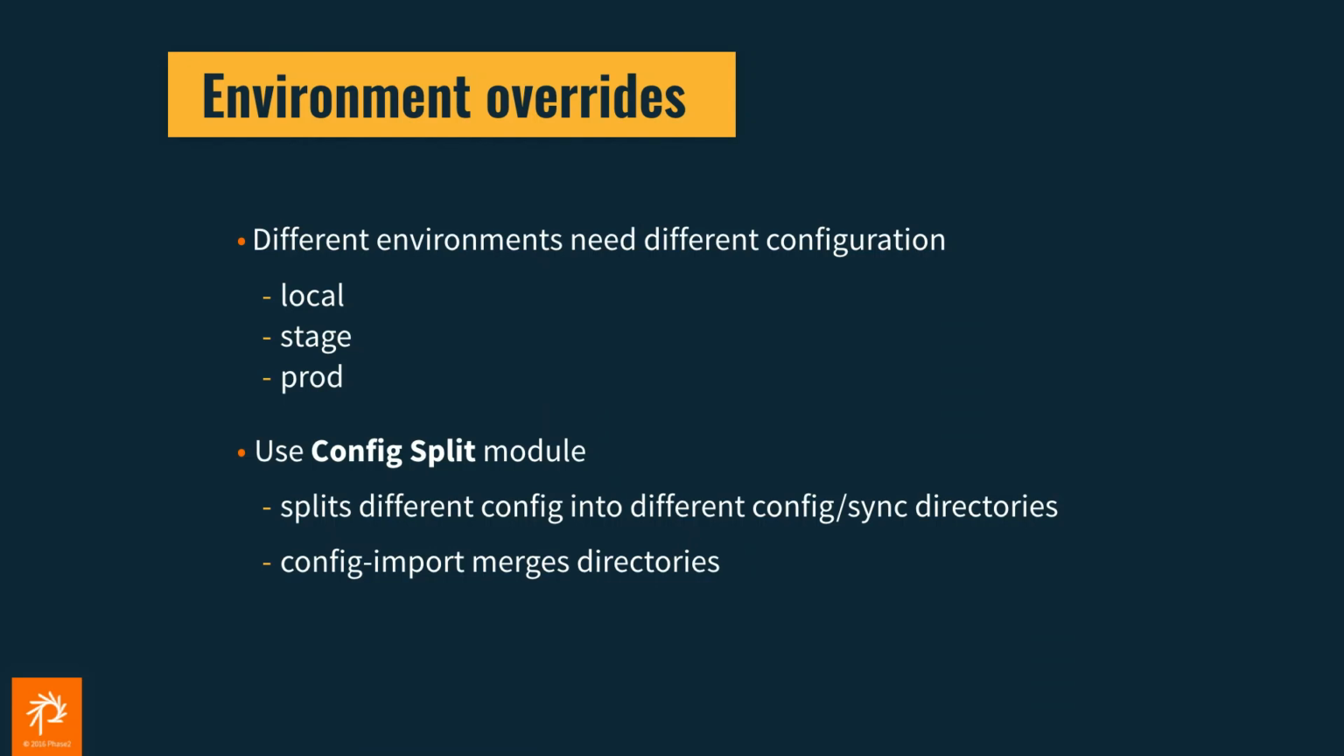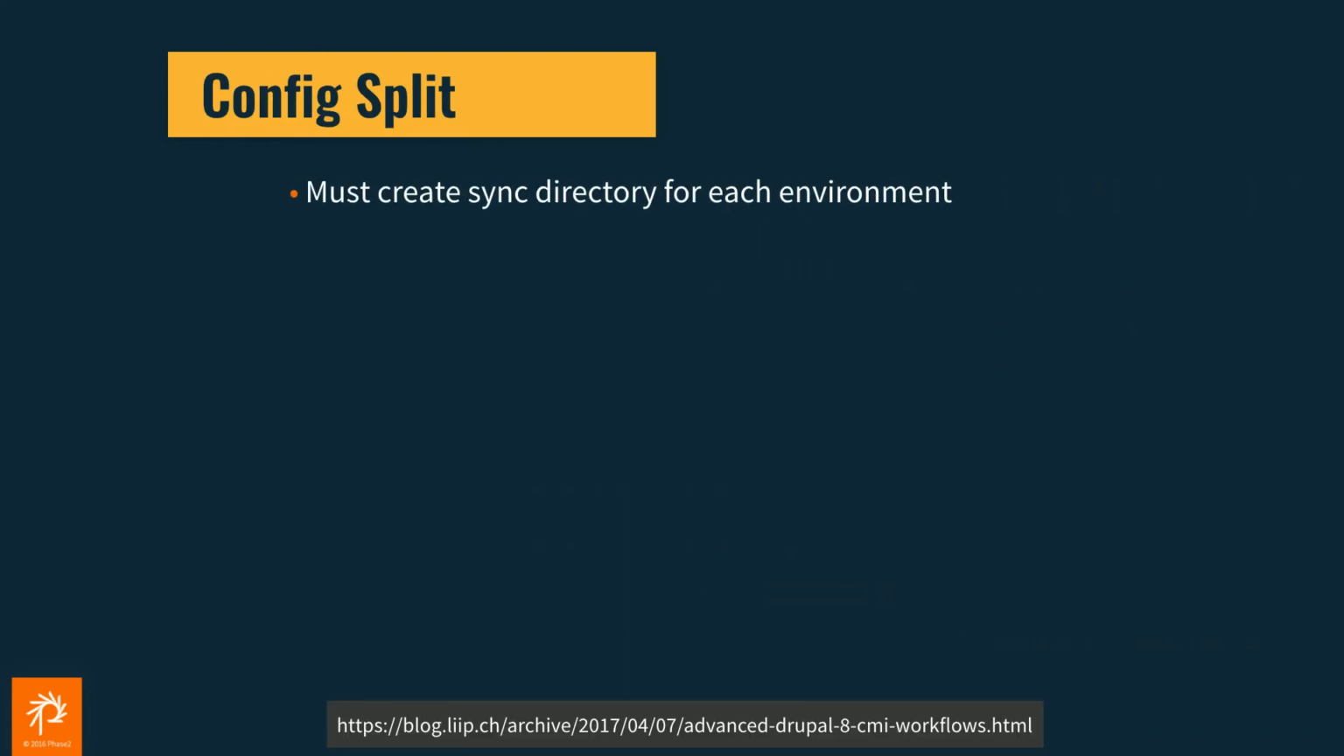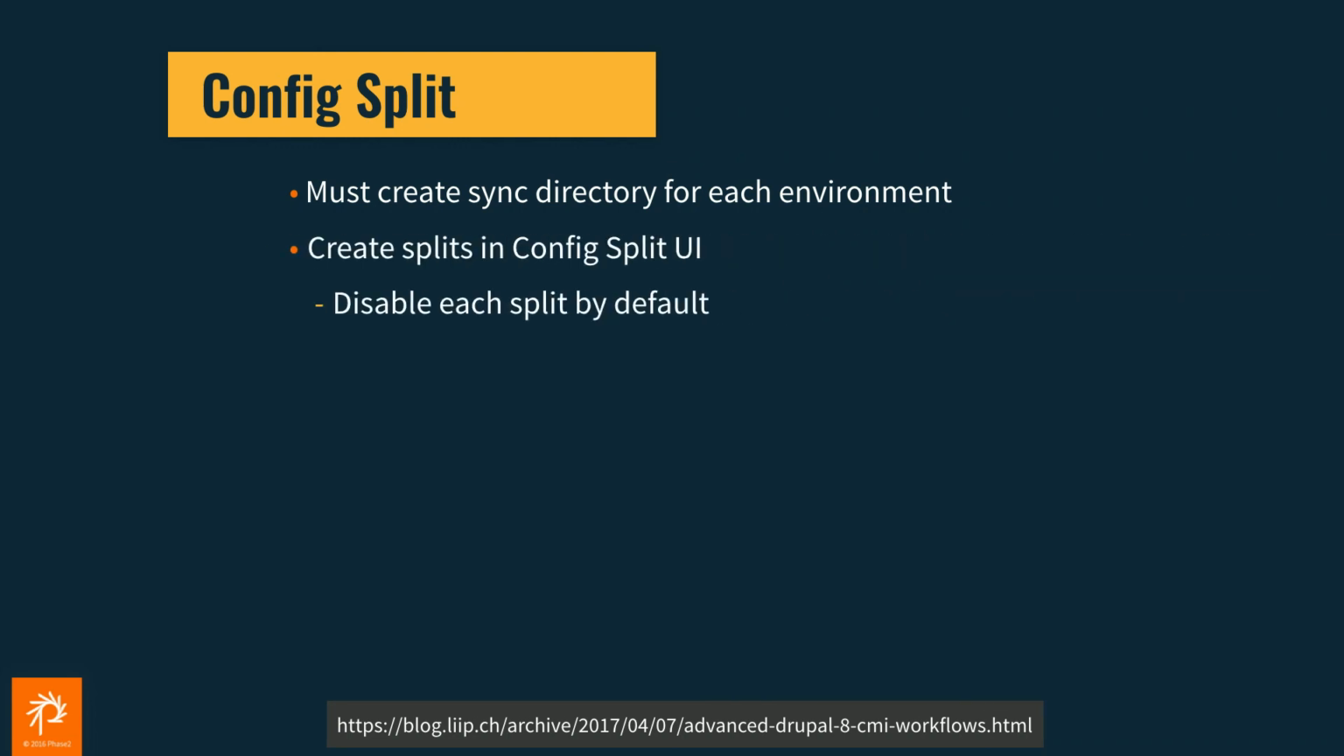So it has a nice UI. You go into the config split UI, and there's a blog post here that's got a good description of this actual workflow. You basically create a sync directory for each of your environments. So you create one for prod, and one for dev, and one for QA. And then in the UI, you tell it, first disable all of these, okay? And this is the important step. Make sure you're in the UI, you disable each one of these splits. And then you export the full configuration.